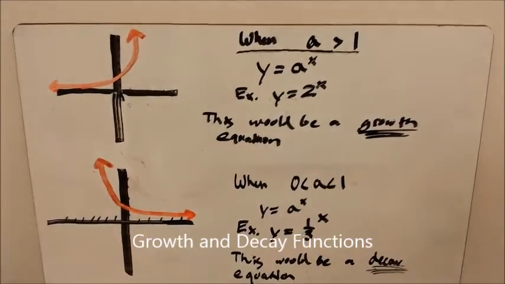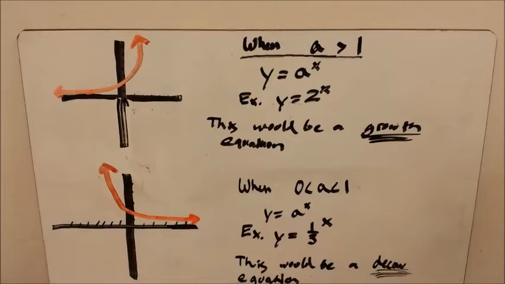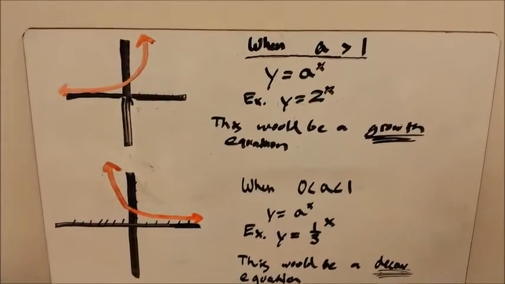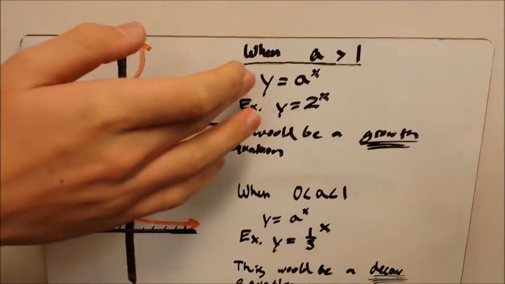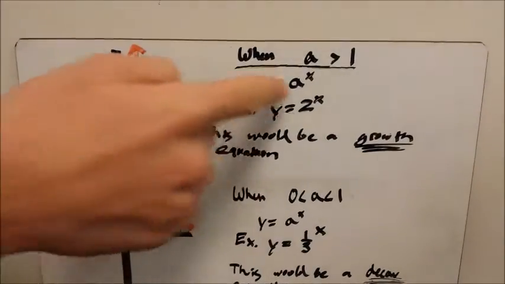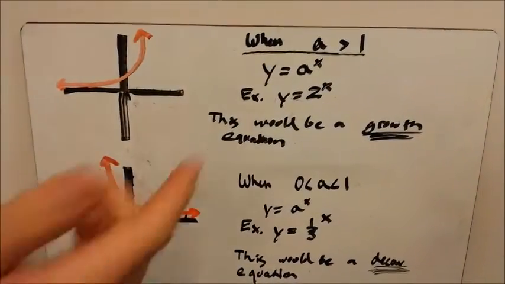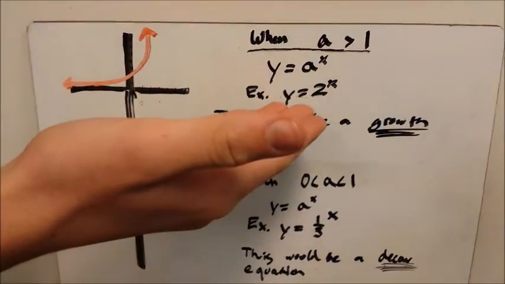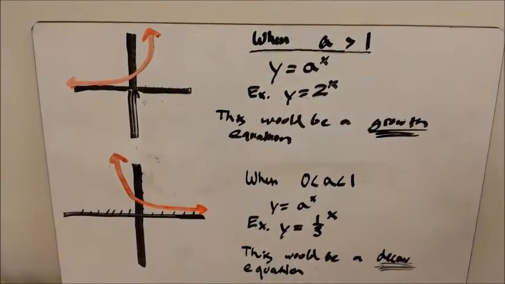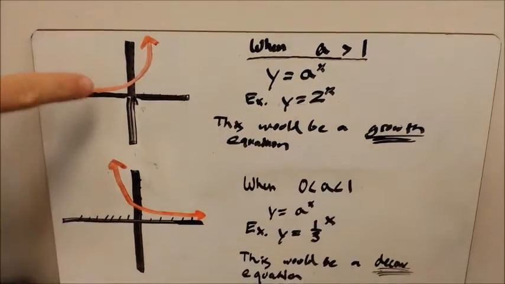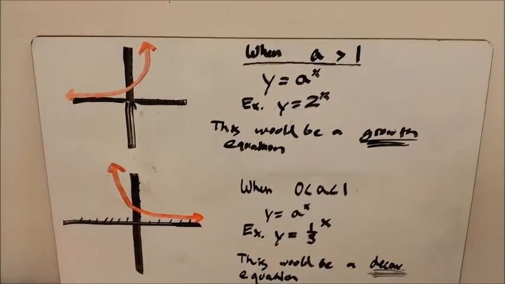Alright, so we're doing graphing exponential functions, and these are going to be our basics. You have your standard equation right here, which is y equals a to the x power, and that's when a is greater than 1. An example of this would be y equals 2 to the x, and that would be a growth equation, which is right here.